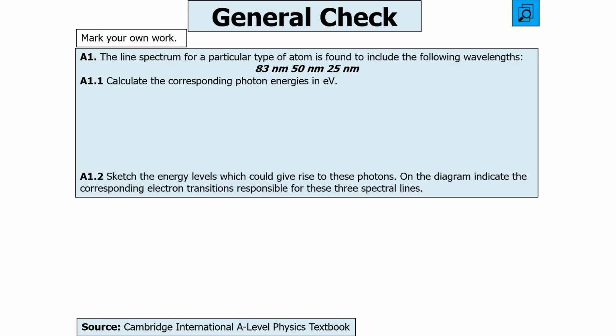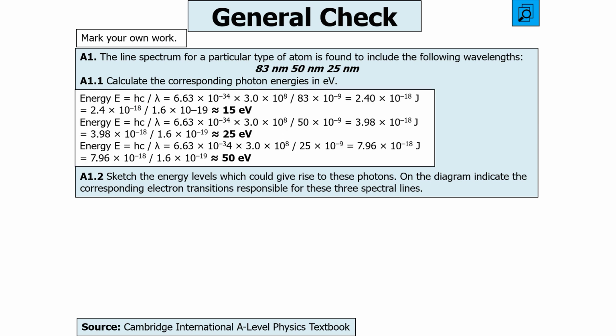Right, you've got to remember, to work it out, you will firstly use the equation E equals hc over lambda, because we're given lambda, and we know h and c because they're constants. We convert our nanometers into meters because it's times 10 to the -9, and for each one as well, to go from joules into eV, you divide by 1.6 times 10 to the -19, so you get 15 eV, 25 eV, and 50 eV from the calculation shown on the screen.